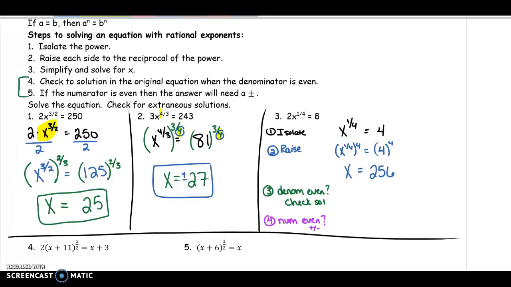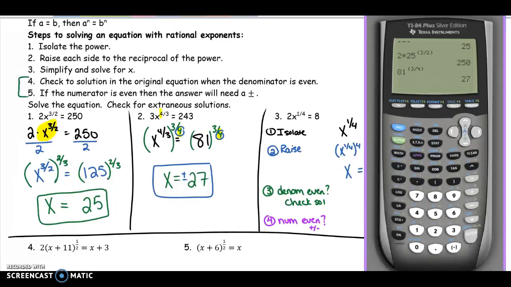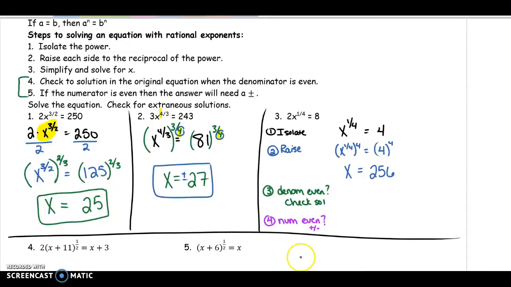Number 4, is your original denominator even? Yes, it is. So we should check just to make sure. 2 times 256 raised to the 1/4. Make sure that it does indeed equal 8. It does. Number 5, if the numerator is even, was our original numerator even? No, our original numerator was 1, so we don't have to worry about that plus minus.